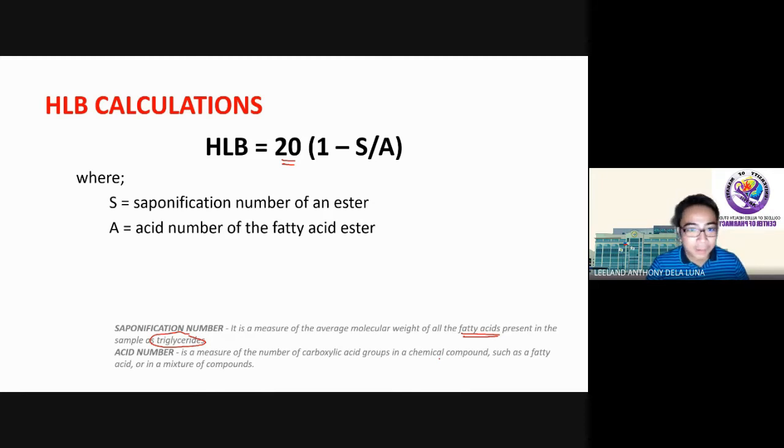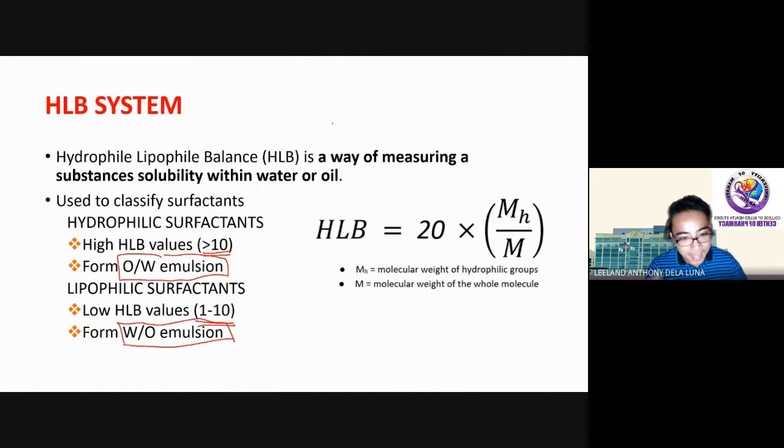Alright? Okay. Pero ang kakailanganin mo lang dyan is simply, yun na nga, 20 times 1 minus saponification number divided by your acid number. Titingnan mo lang kung ang value niya ba is greater than 10 or less than 10. If it's 1 to 10, sabi nga natin, ang surfactant na yun is better suited for a water and oil type of emulsion. And if it's greater than 10, then we say it's a surface active agent suited for oil and water type of emulsion. Are we clear? Okay. Kasi again, class, the type of emulsion will greatly depend din sa type of emulsifying agent na gagamitin natin. So are we clear? Okay, very much dependent, class, ang type of emulsion sa type of emulsifying agent na gagamitin natin.